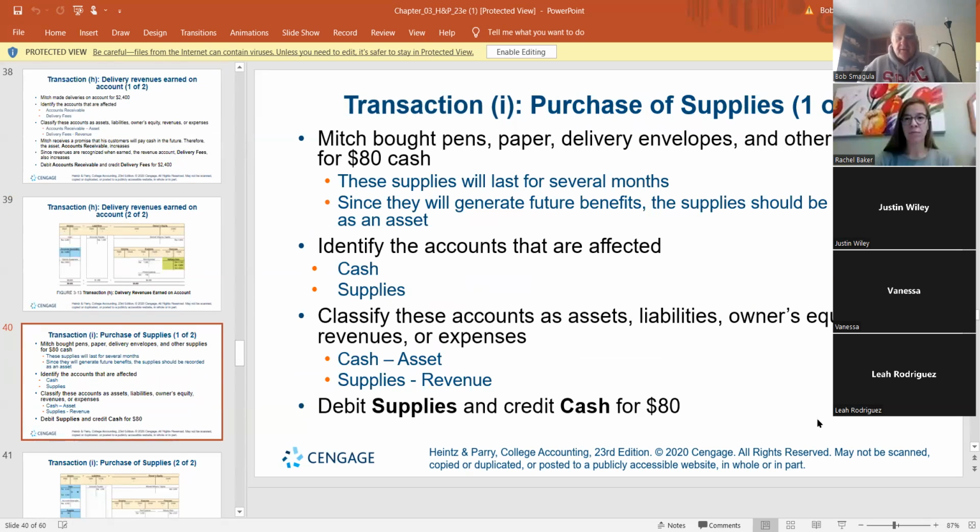$2,400. He bought supplies for $80, and these supplies are going to last a while. So we're not going to call it an expense yet. We're going to call it an asset called supplies. So one asset went up, supplies, and cash went down.